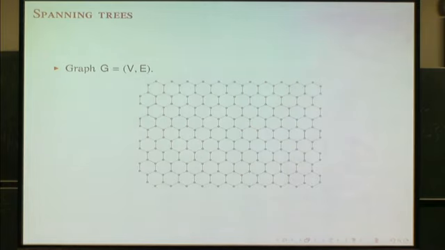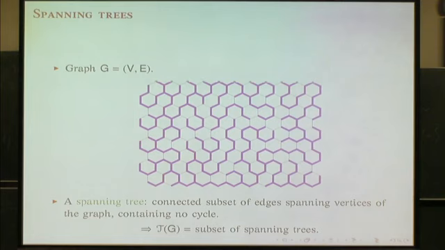Now, spanning trees is another very classical model of statistical mechanics. So again, you consider a graph, and on this graph you put configurations that are spanning trees. A spanning tree is a connected subset of edges spanning the vertices of the graph and containing no cycles. So here is an example of a spanning tree on the graph. Removing the underlying lattice, you see it better.